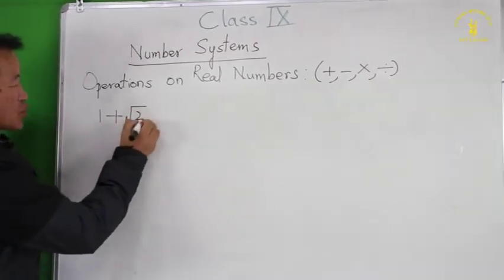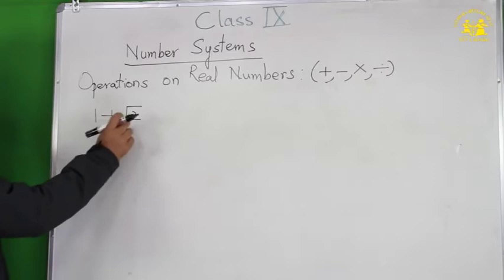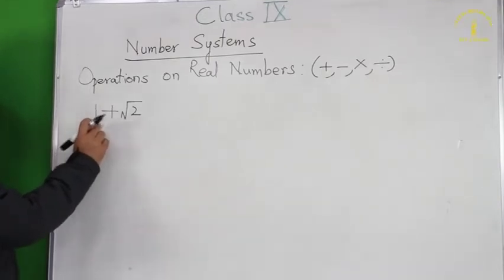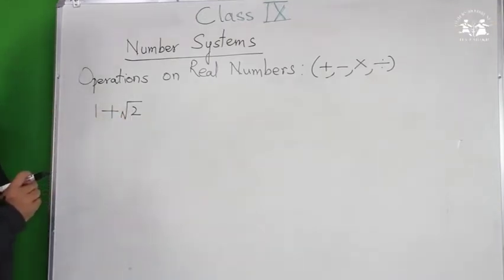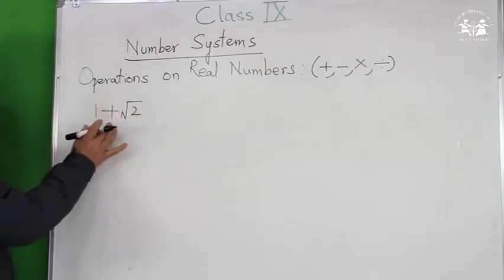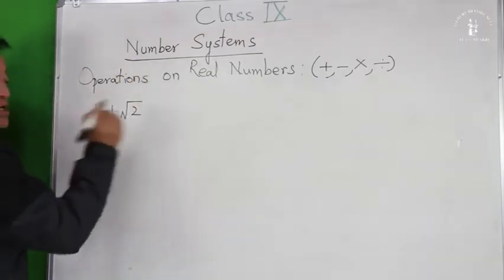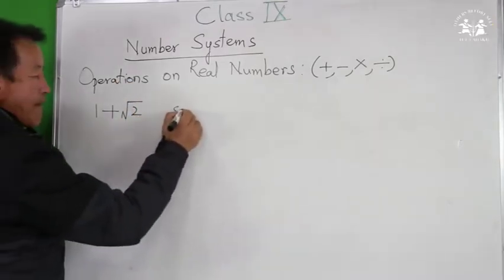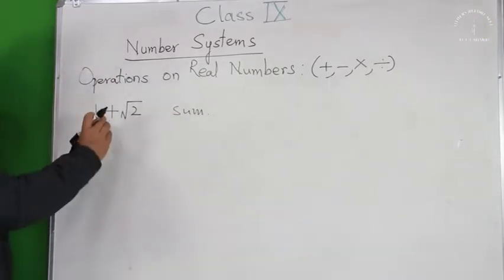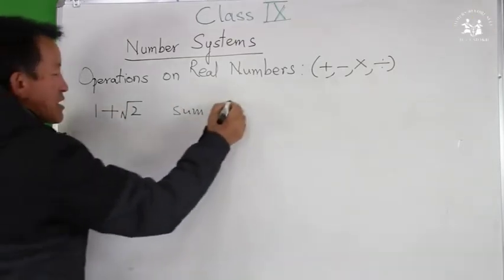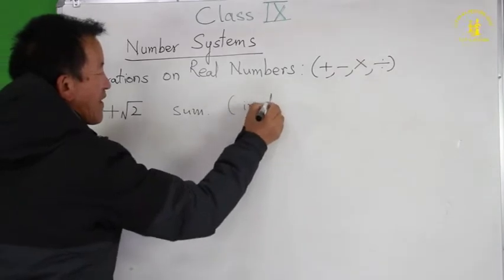1 plus square root of 2. The 1 and the square root of 2 are in the domain of numbers. 1 is a rational number and the square root of 2 is irrational. When we express it in decimal form, 1 plus square root of 2 is a mixed number. So it is irrational. Is it a rational number or an irrational number? It is irrational.